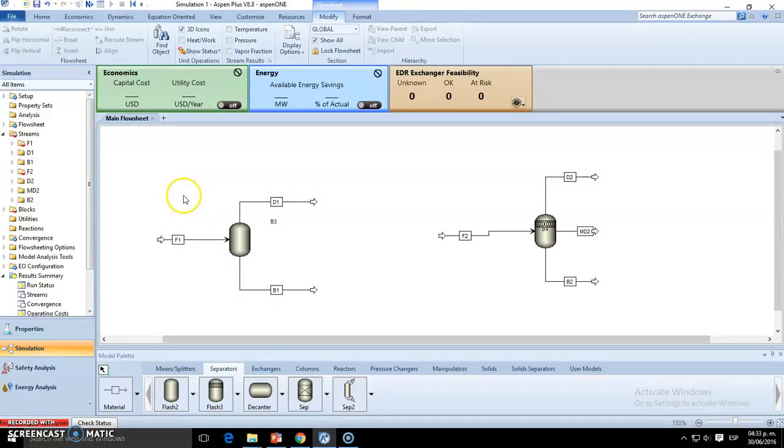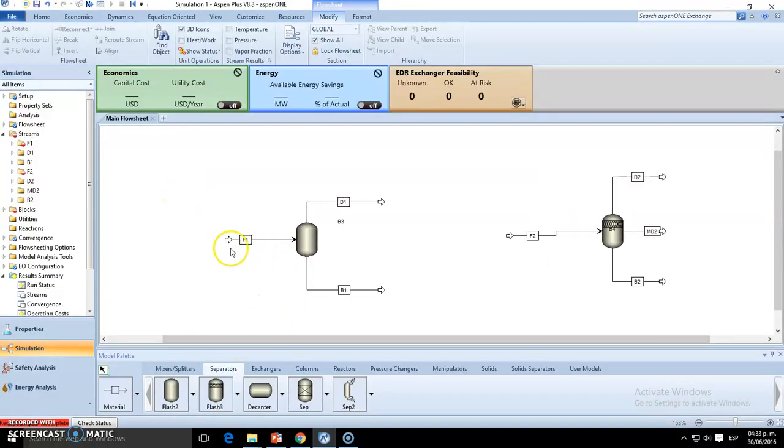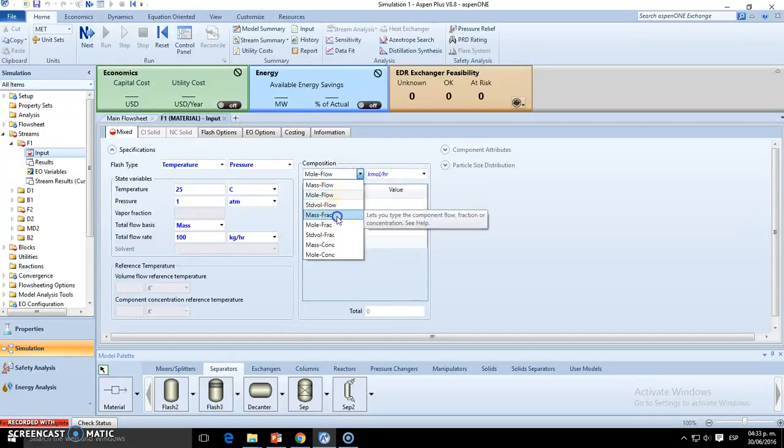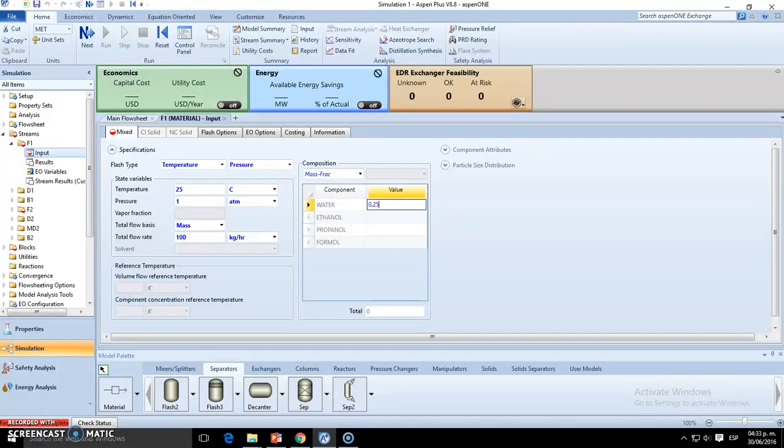So the first thing we need to do is set anything. So let's do a mixture. Let's do this mixture. Let's go next. So it's easier. F1. Yeah. Let's say this is at 25 Celsius, 1 atmosphere, and we have 100 kilograms per hour. Let's say we have a mass fraction of 25% water, 33% ethanol, and let's say propanol, and let's say 10, and the rest should be carried out alone.